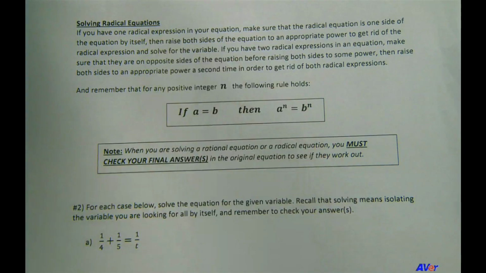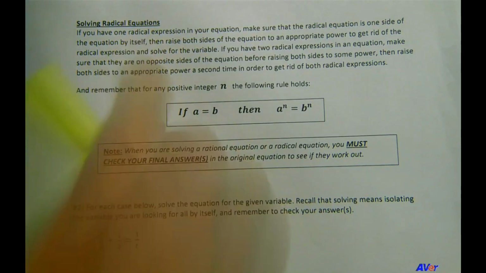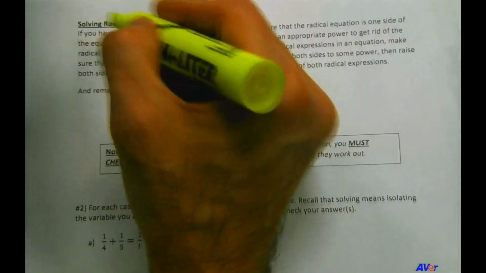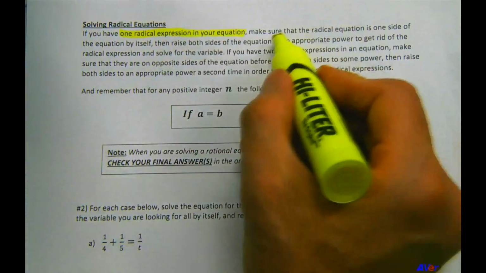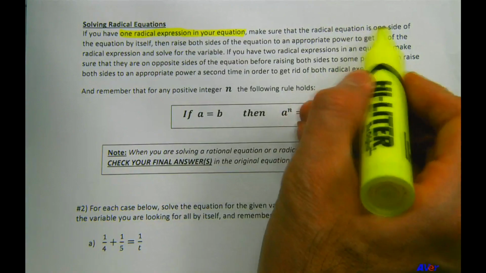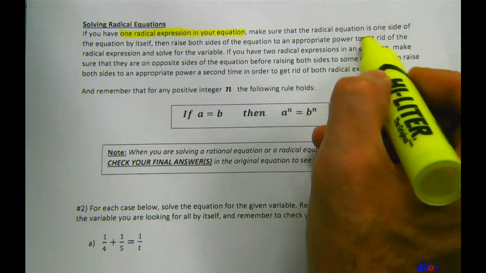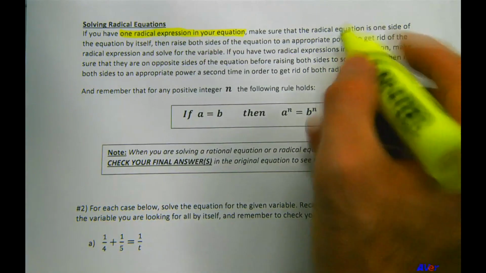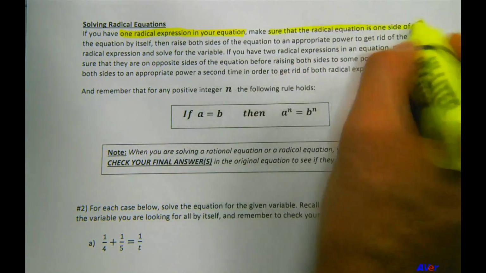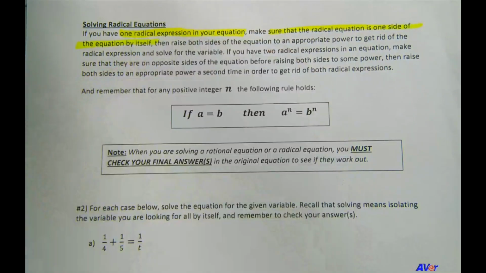This paragraph is a summary of what's in your book. It says if you have one radical expression in your equation, then make sure that the radical expression is on one side of the equation by itself. So if you have a radical expression, you want to isolate that radical expression on one side and put everything else on the other side of the equation.